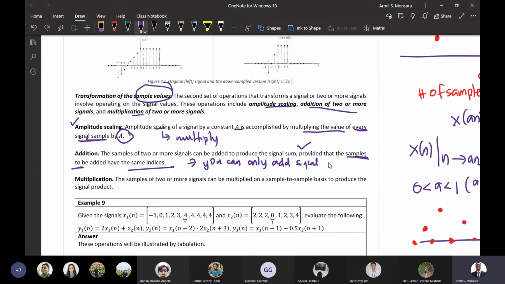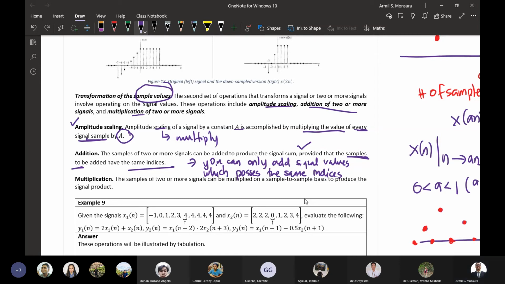signal values which possess the same indices. Hindi kayo pwede mag-add ng signal value pag magkaiba yung index nila. Okay? Pag magkaiba yung index nila, ibig sabihin nun, sa iba nyo siya dapat i-add. Hindi nyo siya pwedeng i-add dun sa signal value na iba yung index.